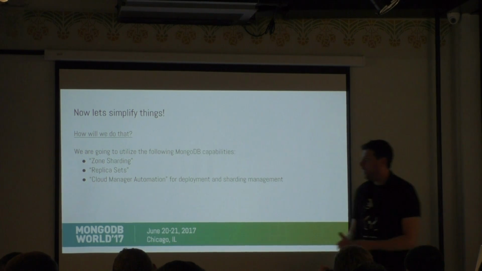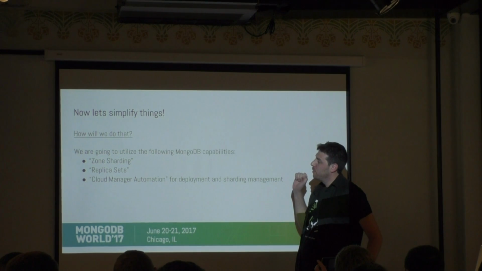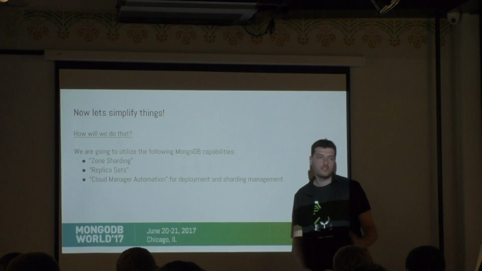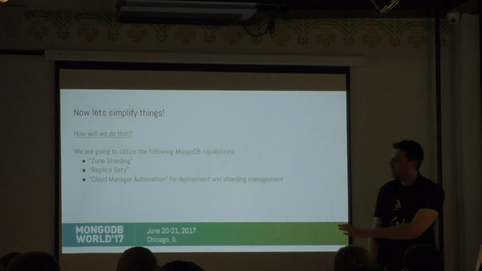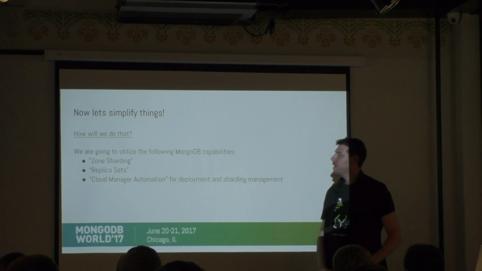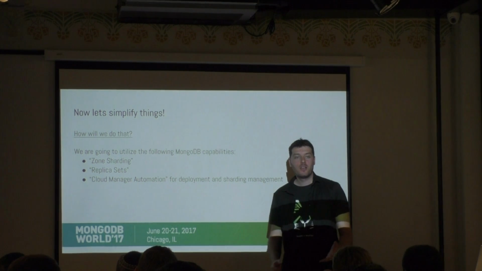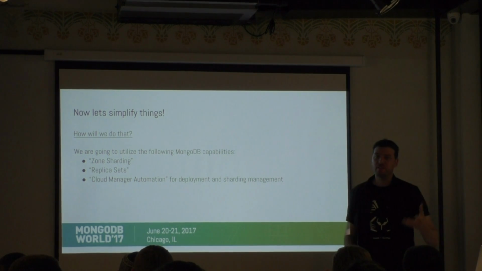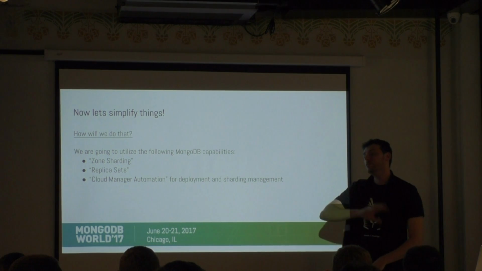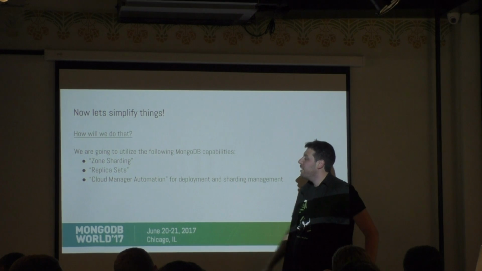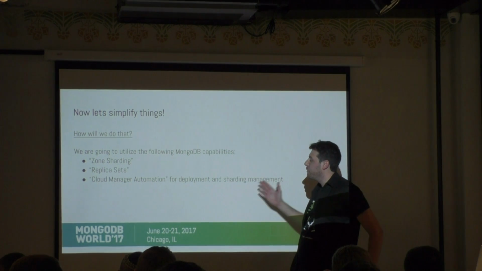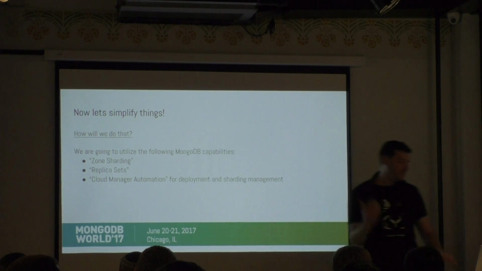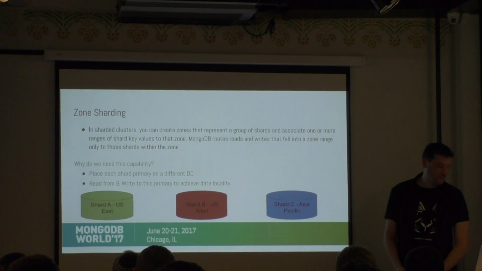So how will we do that? We're going to use 3 MongoDB features. First is zone sharding, and I'm going to explain in a minute what zone sharding is. Second, replica sets, which is basically a group of MongoDBs replicating from one primary to several secondaries. And we're going to use Cloud Manager automation for the ease of deployment and for the sharding management capabilities, which makes our life very easy.